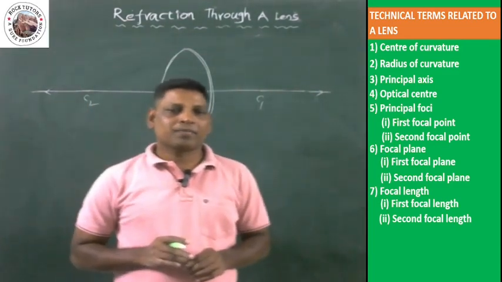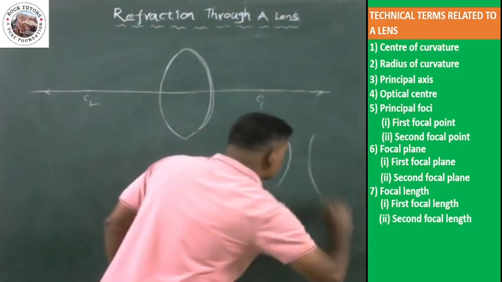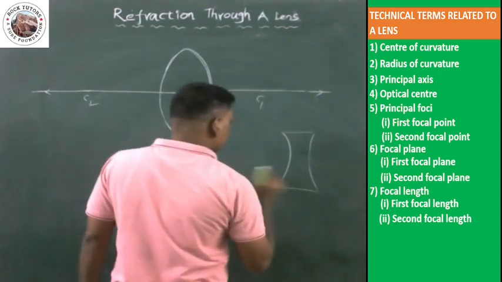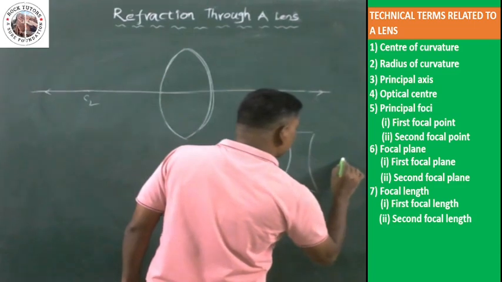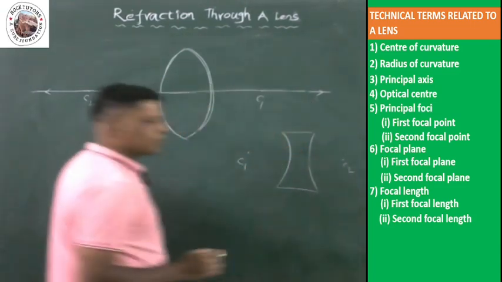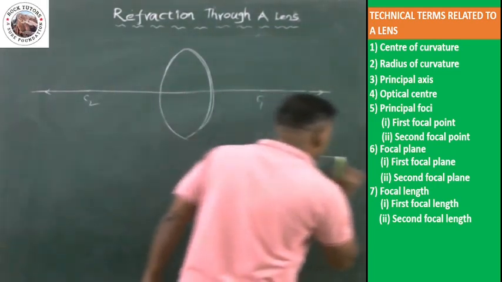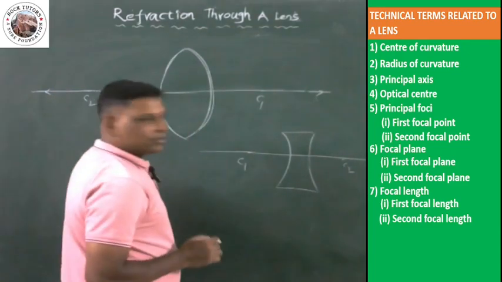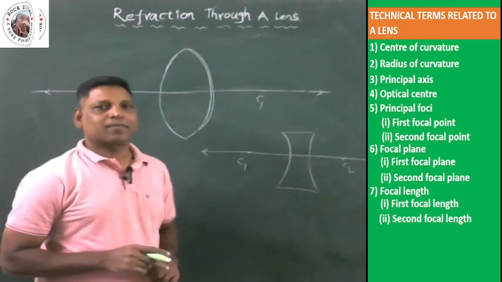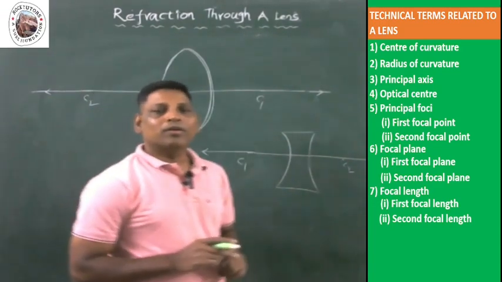Next point. Now here also the same, for a concave lens. For this, we have C1 and C2. If I join a line passing through C1 and C2, this line is called the principal axis.